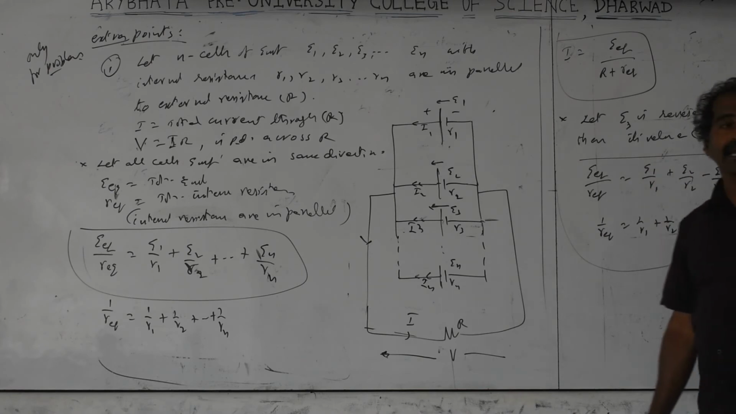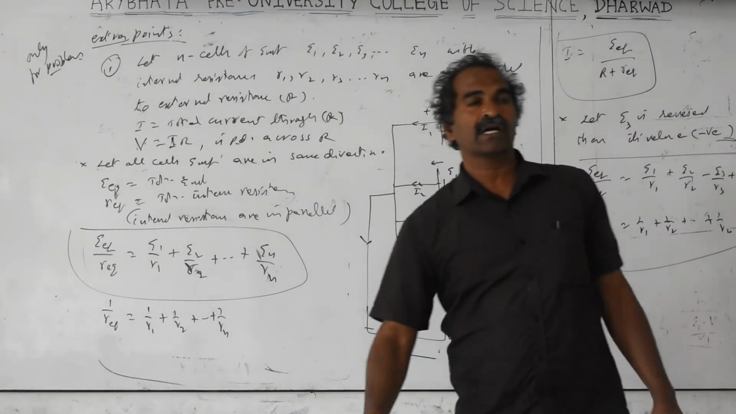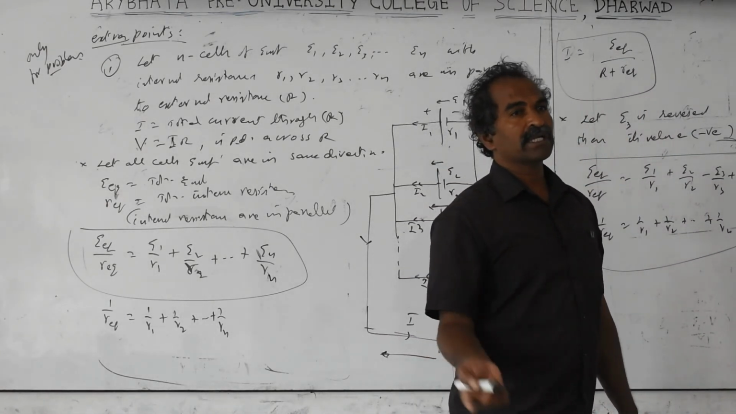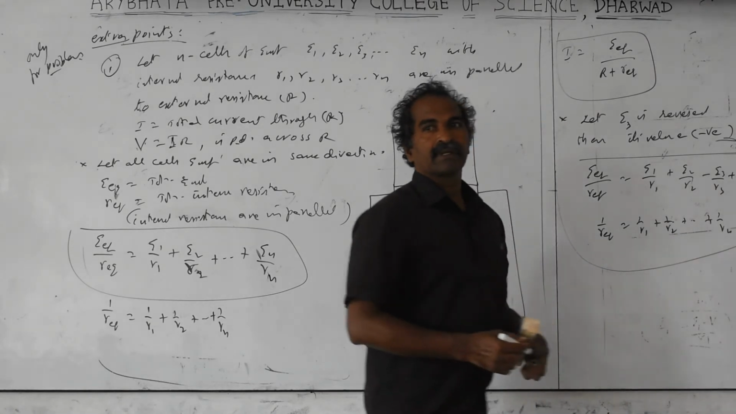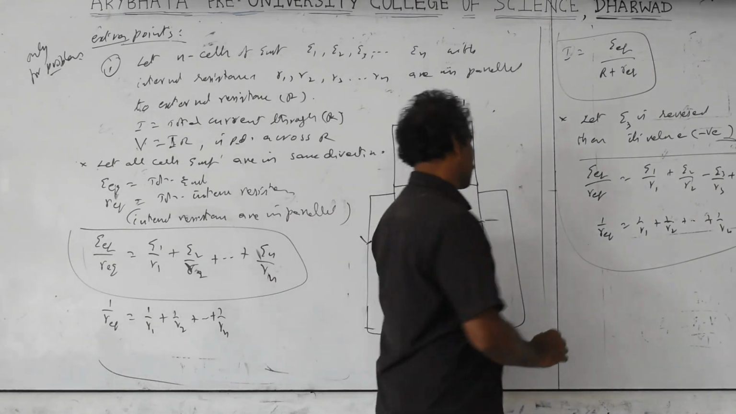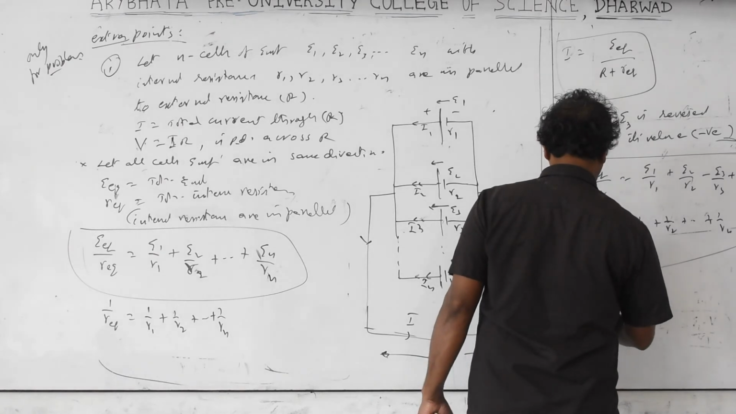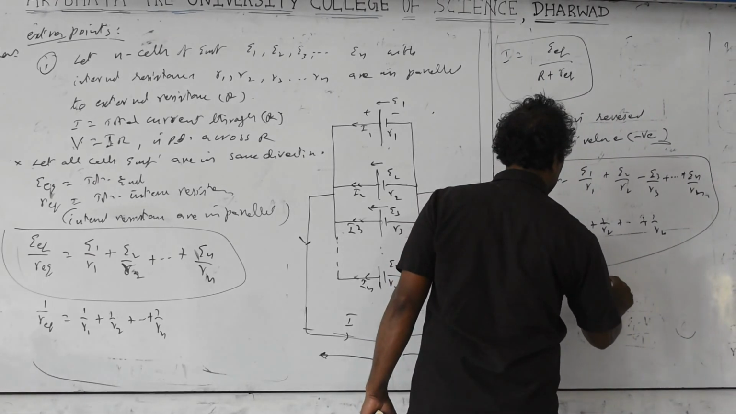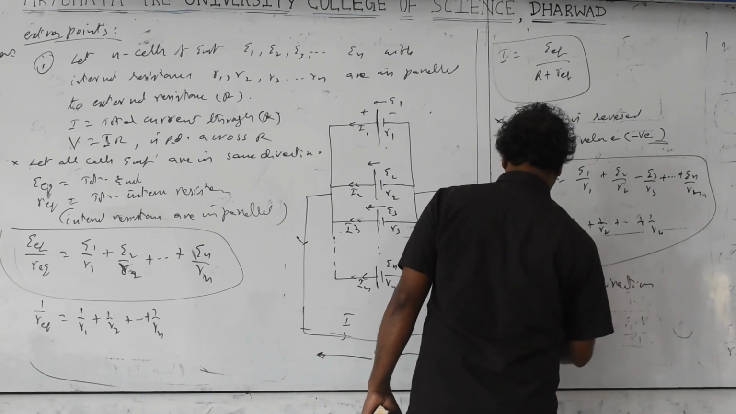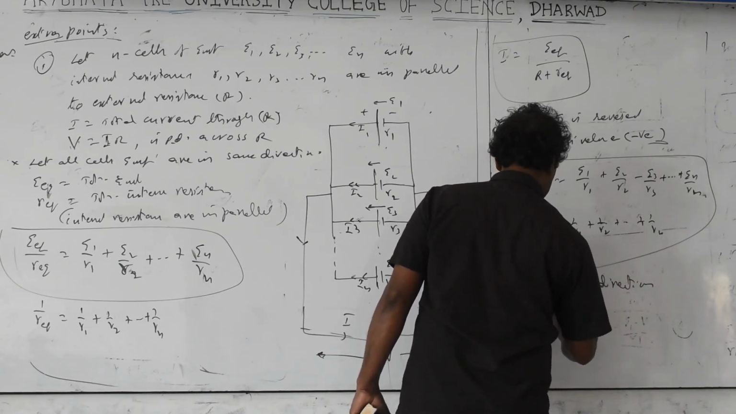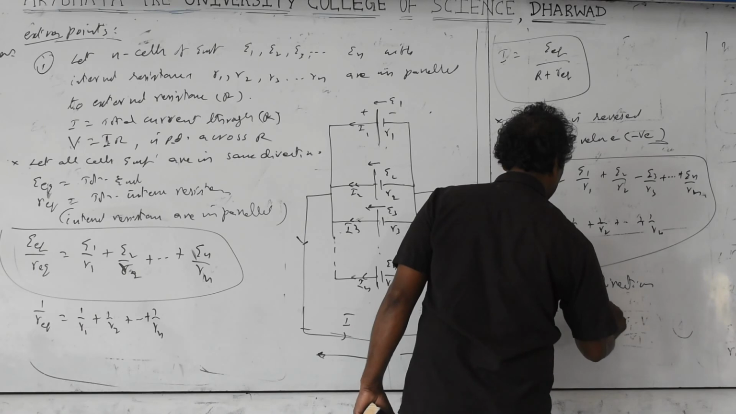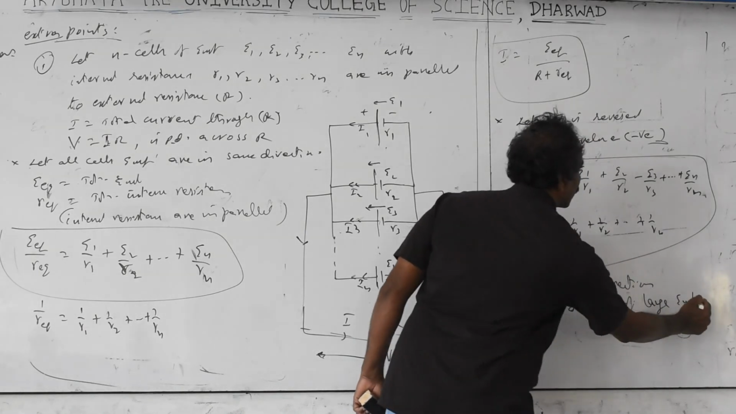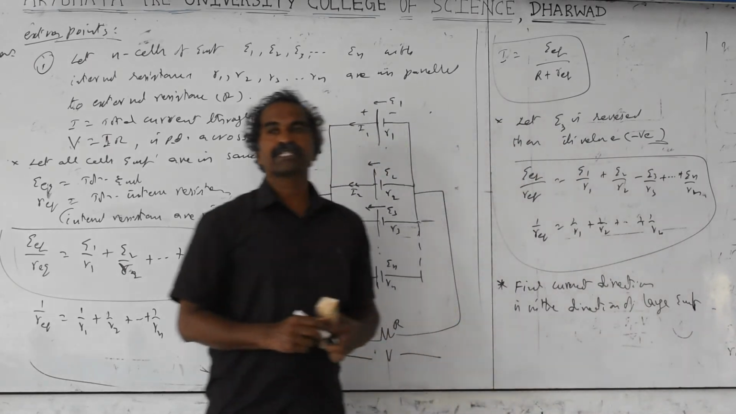And the resultant current, if the cells are connected in reverse like that, the final current direction depends on the larger EMF. That only dominates the direction of the current. The current direction is in the direction of the larger EMF. Larger EMF dominates the direction of current.